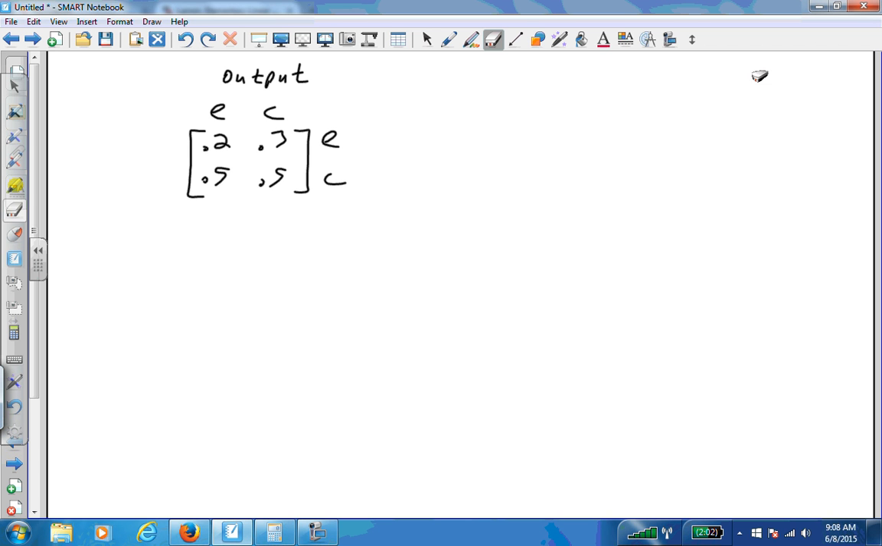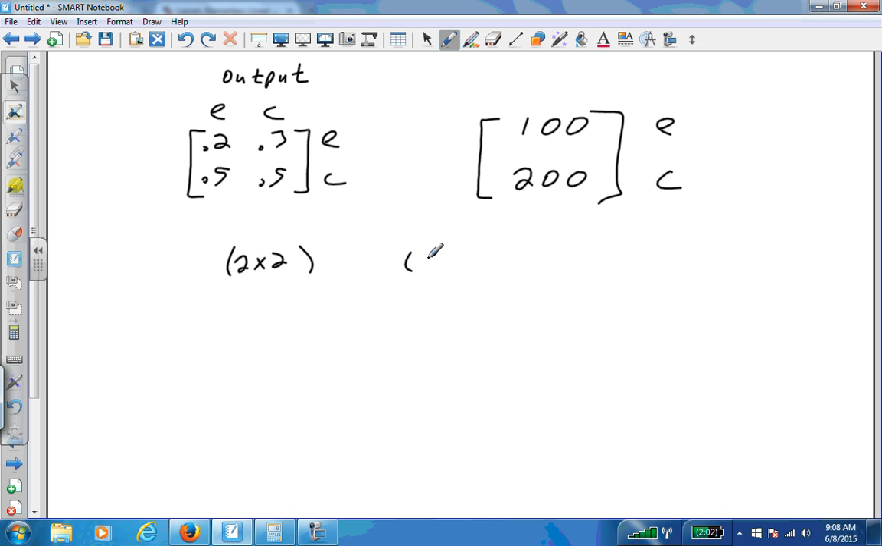So let's see. Let's suppose that we start with 100 and 200 as our requirements for coal, or for electricity and coal. So let's suppose we were to multiply these two together. So we have a 2 by 2 times a 2 by 1. So we're going to output a 2 by 1.